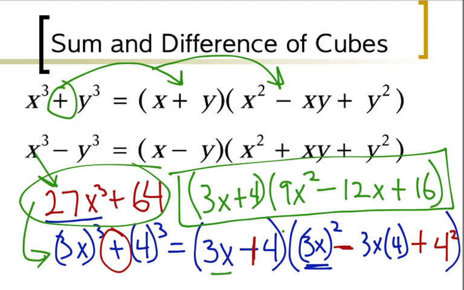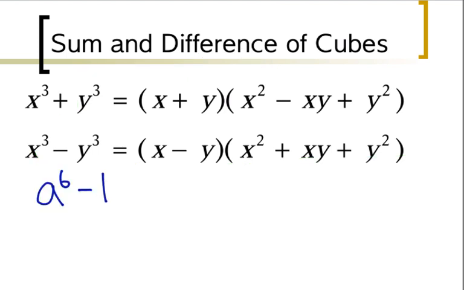The x's all had an extra number in front of them. Now I'm going to show you a problem that doesn't at the beginning look like a sum or difference of cubes problem, but it actually is, because I could take the cube root of a to the 6th and it would give me a squared, because a squared times a squared times a squared is a to the 6th.